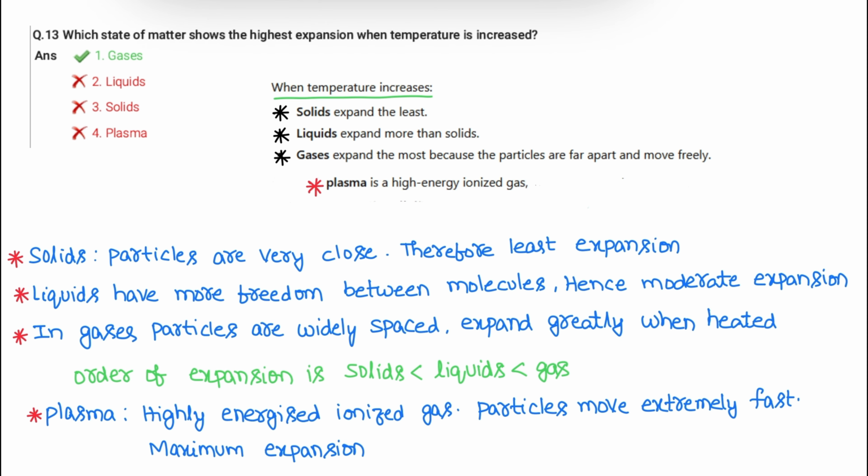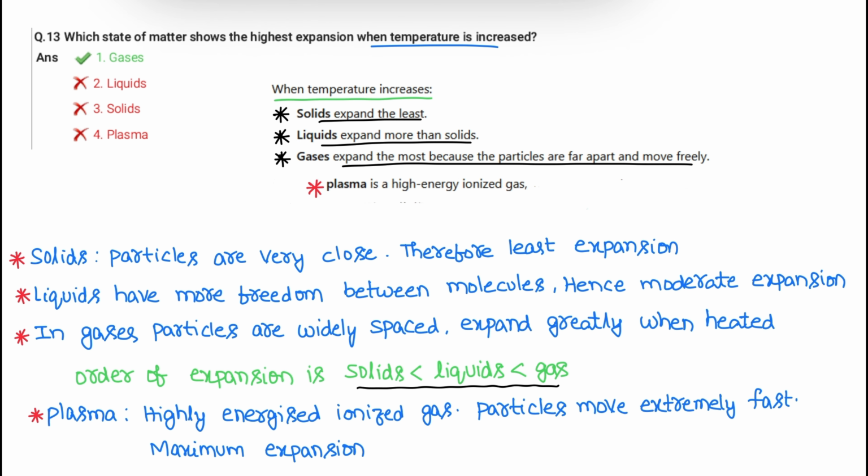Next question. Which state of matter shows the highest expansion when temperature is increased? When temperature is increased, solids expand least, liquids expand more than solids, and gases expand most because the particles are far apart and move freely, whereas plasma is a high energy ionized gas. The order of expansion is solids less than liquids less than gases. Plasma is a highly energized gas where particles move extremely fast. Here the relevant answer is gases.